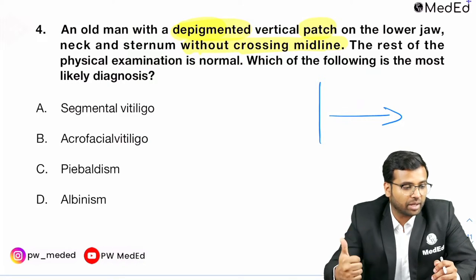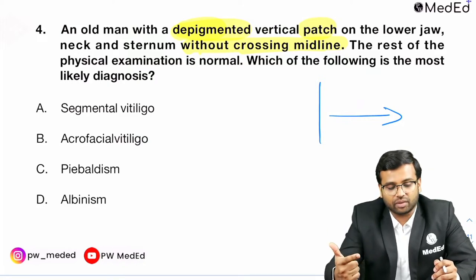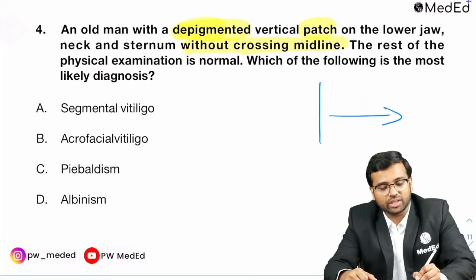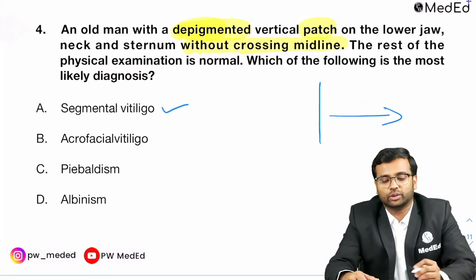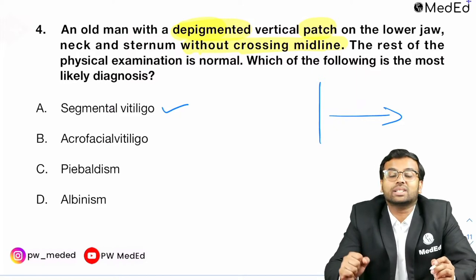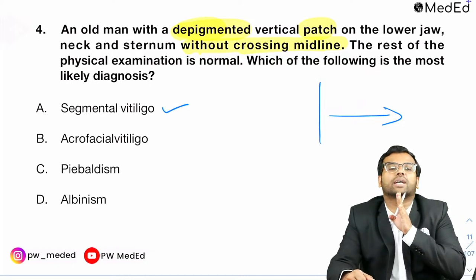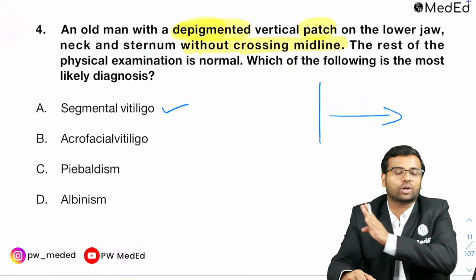Now, the options are segmental vitiligo, acrofacial vitiligo, piebaldism, albinism. What is the right answer? MedPsycho is saying it is segmental vitiligo. Do all of you agree? Yes, so this is going to be segmental vitiligo. Now what is segmental vitiligo? Why do the lesions in segmental vitiligo not cross the midline?